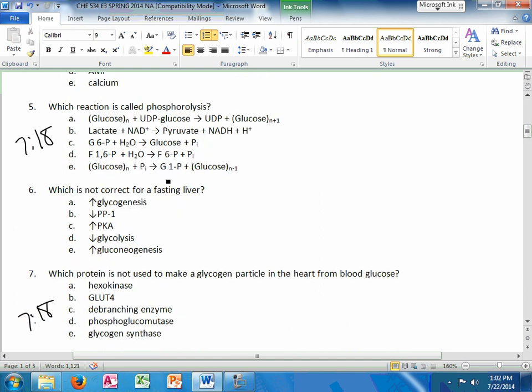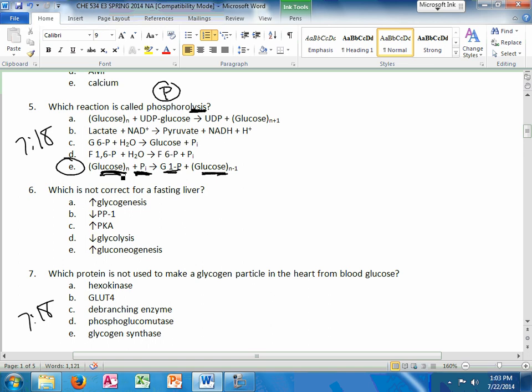Which reaction is called phosphorylasis? I'd never seen phosphorylasis used, it might have been on one of the slides, but basically lysis means a break or a cleavage with phosphate, so phosphate doing the action. If you're going through, the only one where a phosphate is taking off something is E. You have glycogen here, you add a phosphate, and then you have one less glycogen and one free glucose molecule. So you broke off some of the glycogen with a phosphate. Glycogen phosphorylase is the enzyme there.